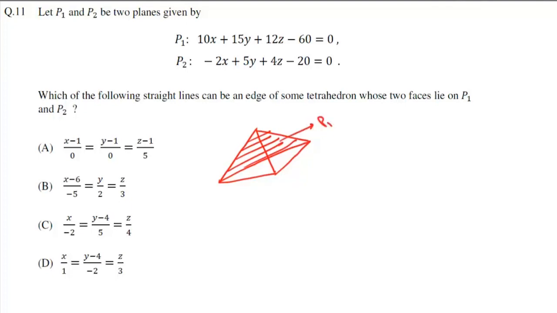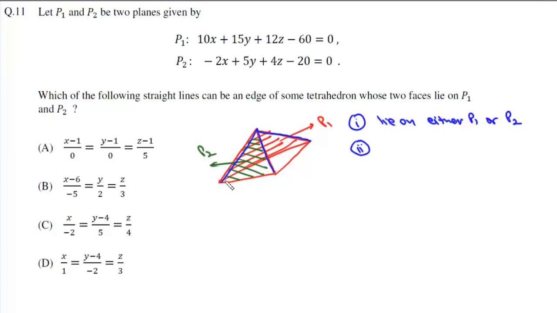This is plane P1 and then we have this other plane P2. Now this edge, it could be either of these three edges, in which case this line must lie on either P1 or P2. So the first condition is the line must lie on either P1 or P2 or both.